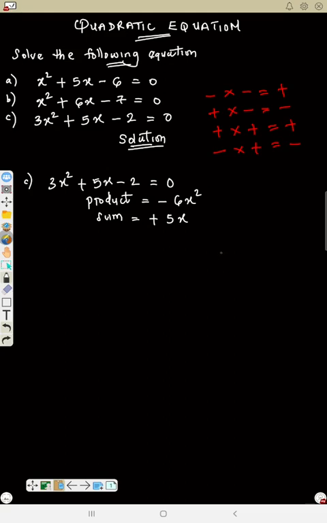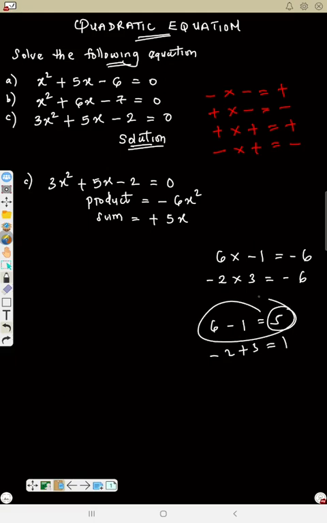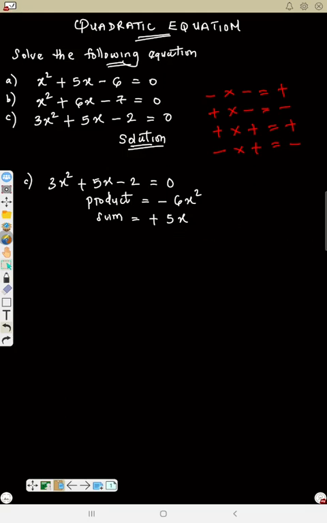Now as we have seen before, we have 6 times minus 1 will give us minus 6, and minus 2 times 3 will give us minus 6. But if we add the two, 6 minus 1 will give us 5, minus 2 plus 3 will give us 1. So the one that will give us the value is 6 and minus 1. So we are using 6 and minus 1 to replace the middle number.